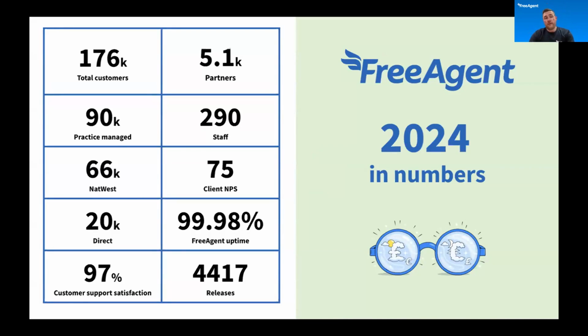What that's made up of is 90,000 what we call practice managed clients. That is clients that come directly from our accountancy practices, of which we have 5.1 thousand partners at the moment and growing. 66,000 of our NatWest clients are through end user, and we'll get on to what that means shortly. As well as 20,000 direct customers. That's people that pay us directly, not through their accountant, but come to us directly as a small business.